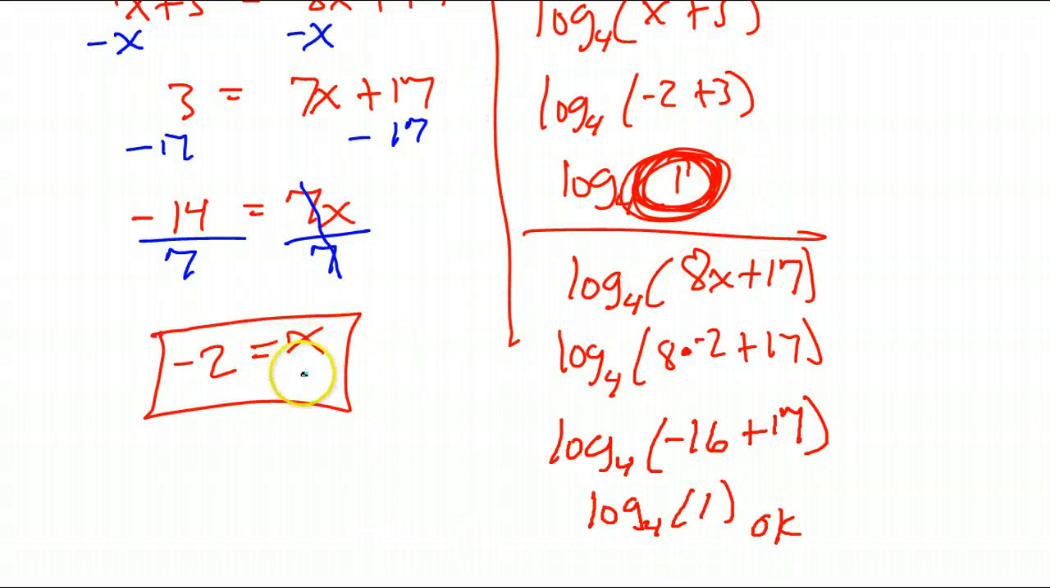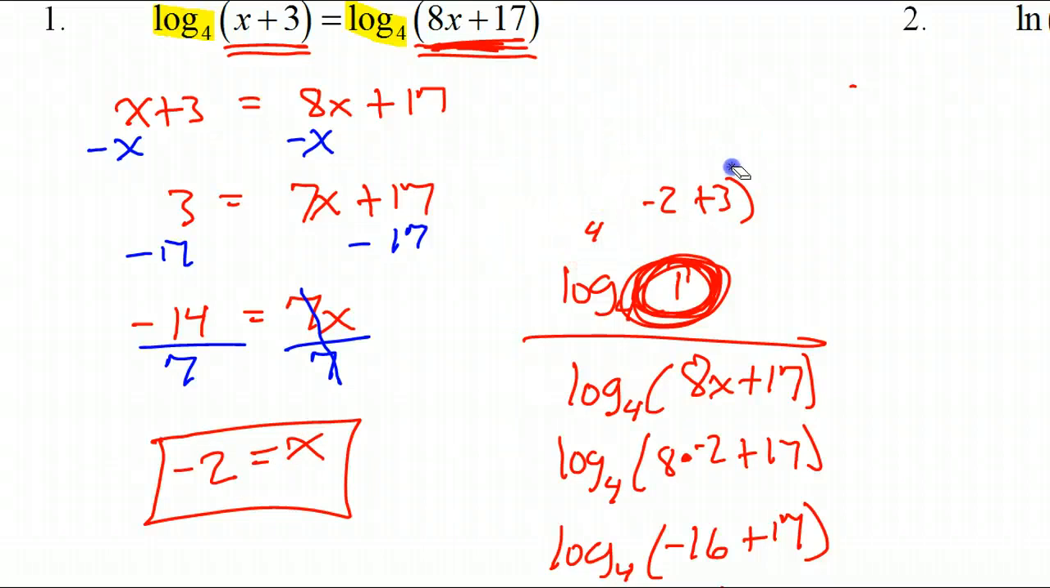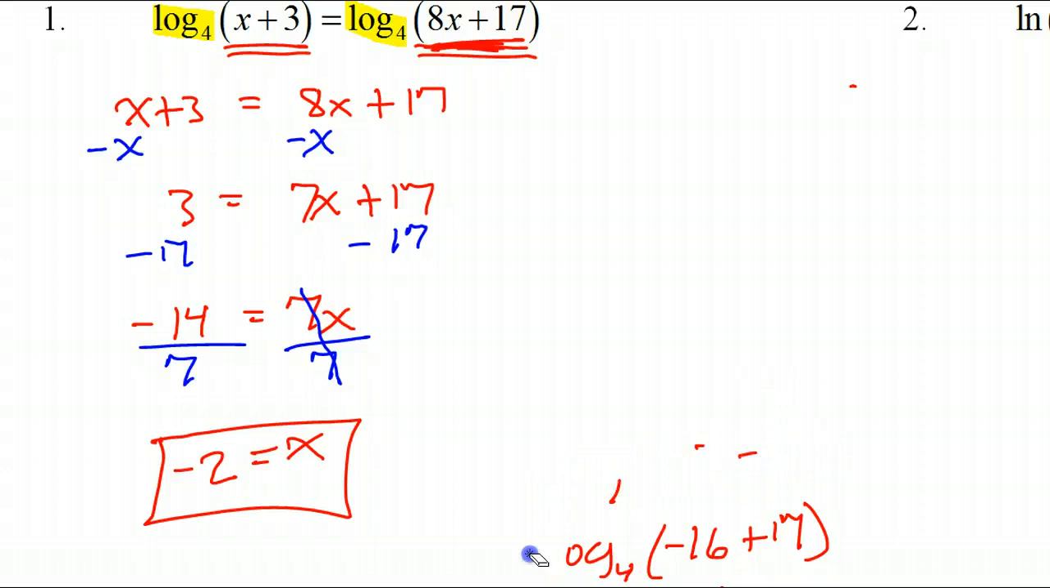The moral of the story is you have to check your answers. You have to make sure you're not getting a negative value inside the parentheses. Because if you do, the thing that looks like an answer is what you would call extraneous, and you will write no solution. So watch out for extraneous solutions. You have to check your answers.